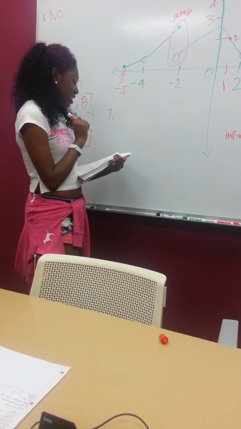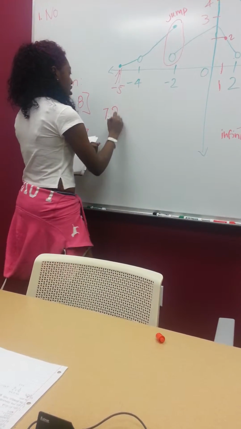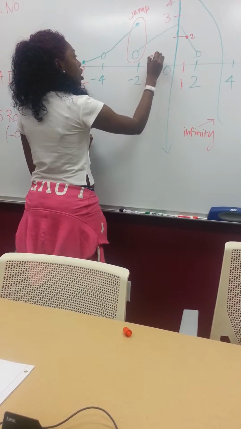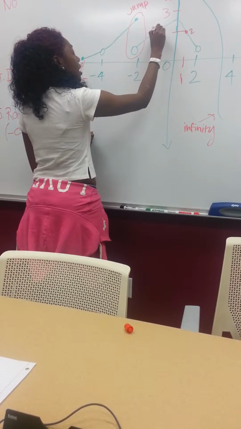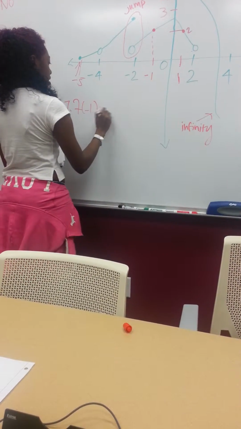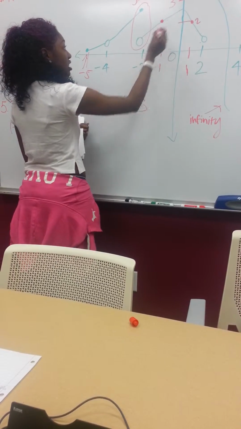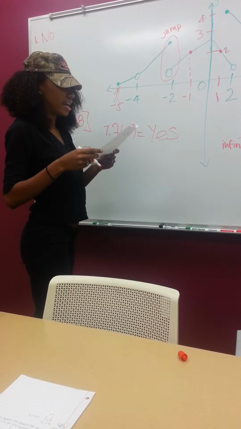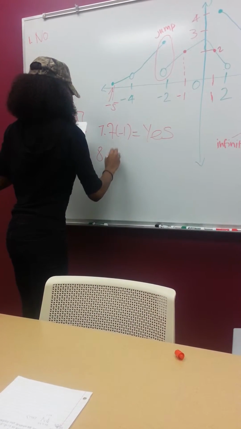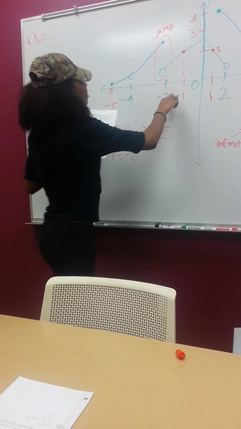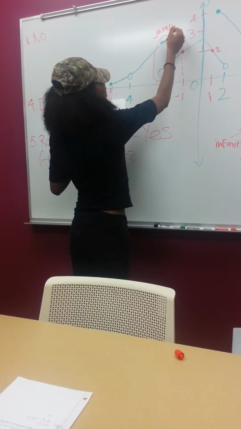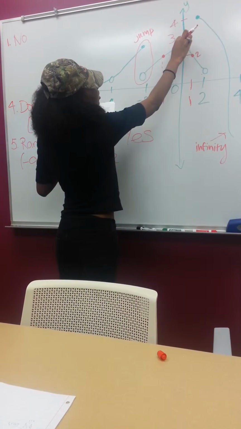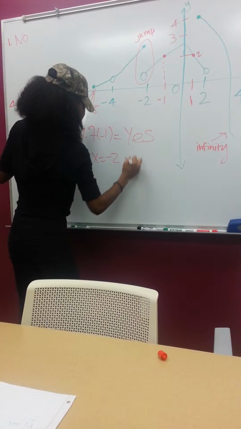Number 7 asks us, does f of -1 exist? So if we look at our graph and we plot -1 right here, if we go up, we can plot our own dot, and so yes, f of -1 does exist. For number 8, it asks is the function defined at x equals -2. When you go here, you don't pay attention to the open circle. So here there is a closed circle above it. So yes, it'll be defined. If you look across, it'll be 3. So yes, it is defined.